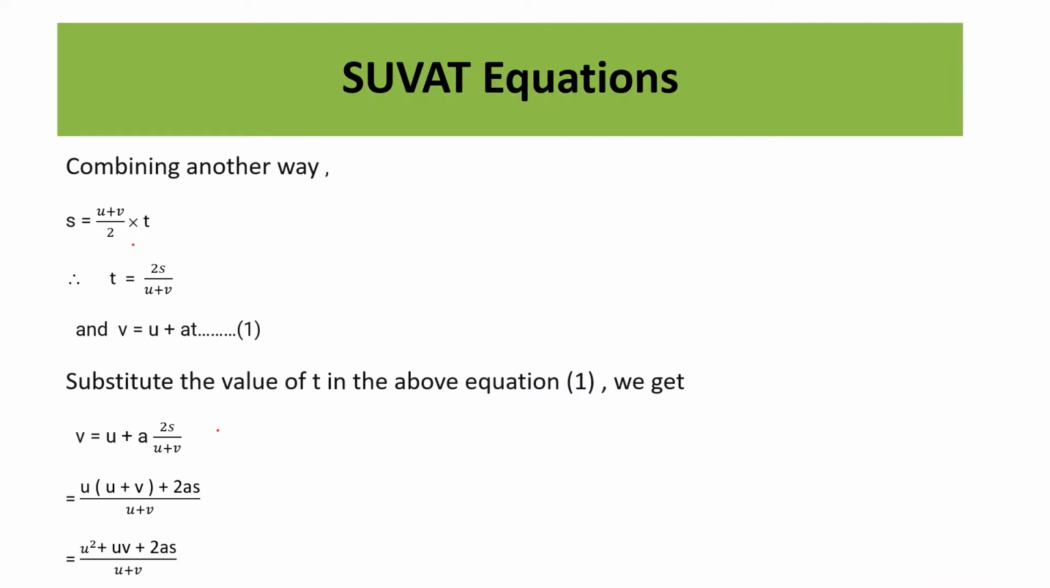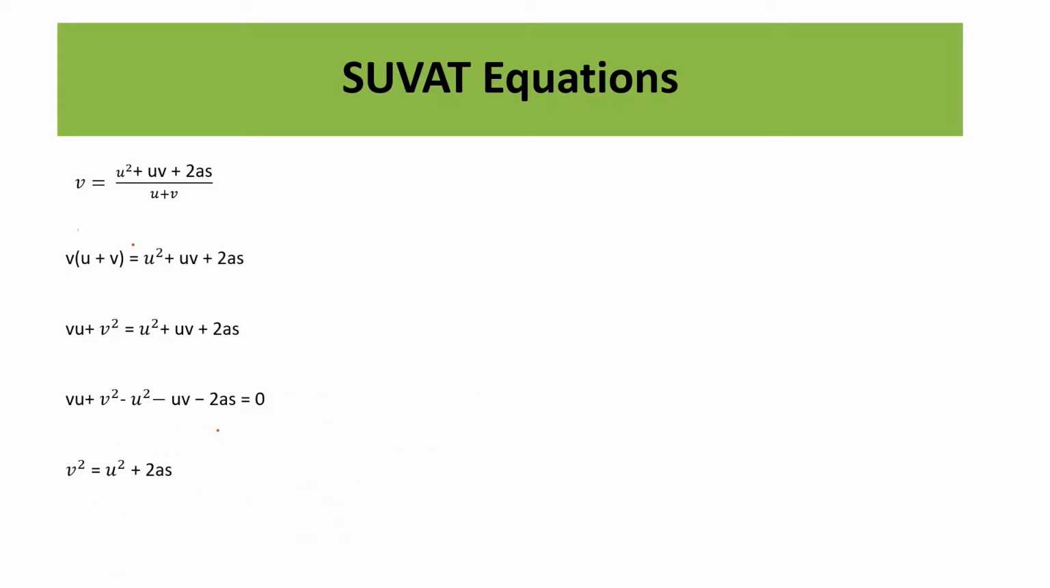We know s is equal to (u plus v) by 2 into t. From this, what is the value of t? t is equal to 2s divided by (u plus v). We also know v is equal to u plus at. Substitute this value of t in this expression. Then v becomes v is equal to u plus a into 2s by (u plus v). This can be written as (u into (u plus v) plus 2as) divided by (u plus v). When you remove this bracket, you can write (u squared plus uv plus 2as) divided by (u plus v).